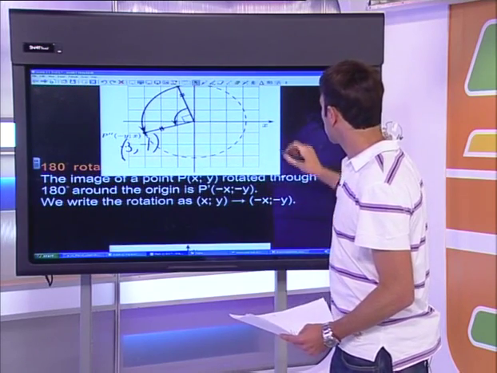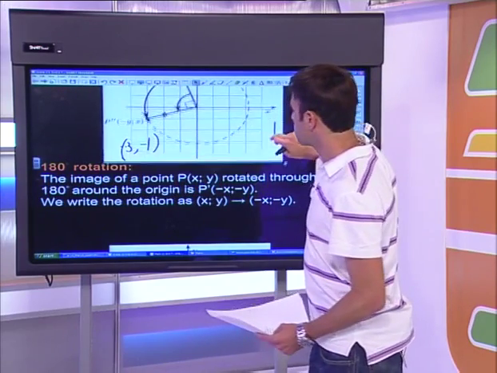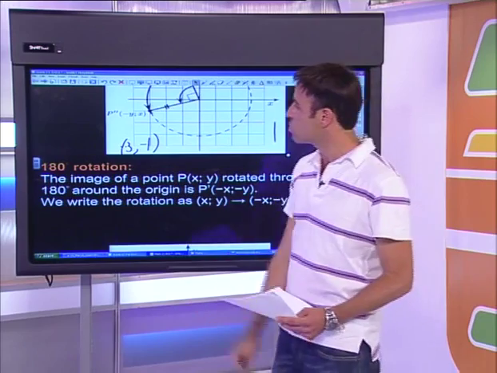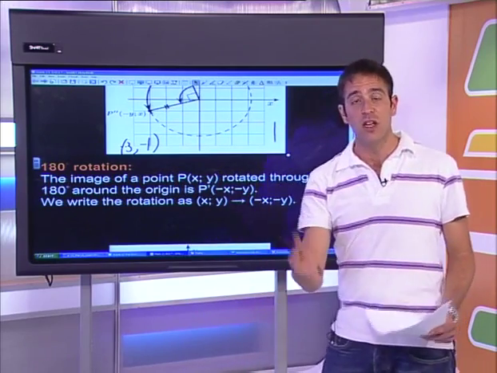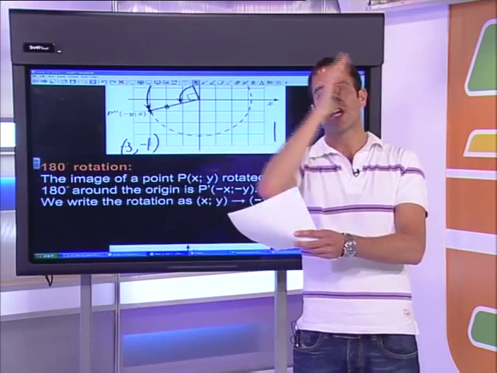My image has just moved over here. Let's just move it out of the way. So I've got a 180-degree rotation. This is now the next one. So what have we done? We've done a 90-degree rotation in the one way. We've done a 90-degree rotation in the other way.